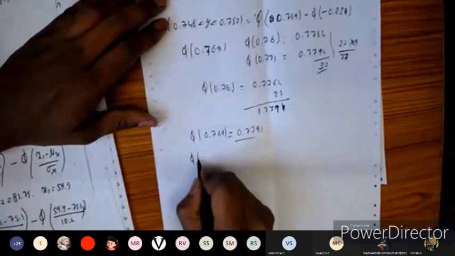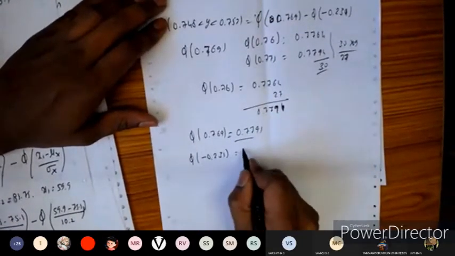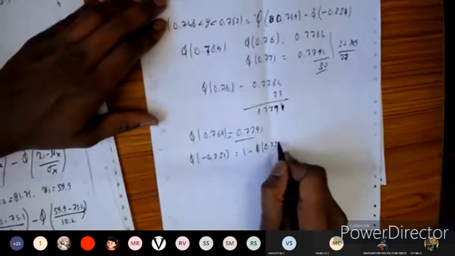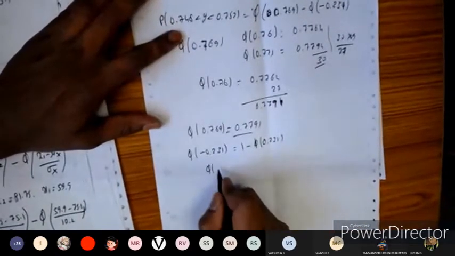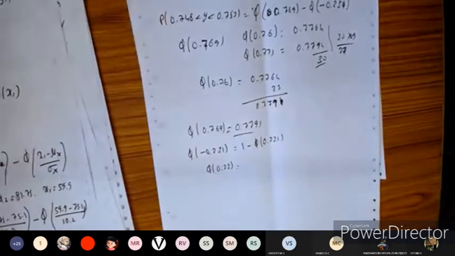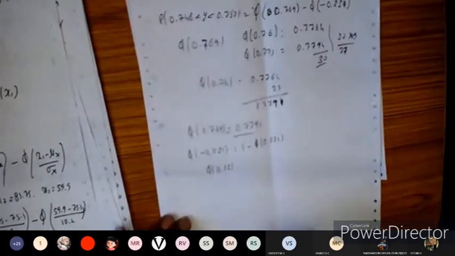So similarly, to find the value of minus 0.231, this is 1 minus phi of 0.231 here. Okay. So let us find the value of phi of 0.23 because 0.231 is not there. Phi of 0.23 is 0.5910.